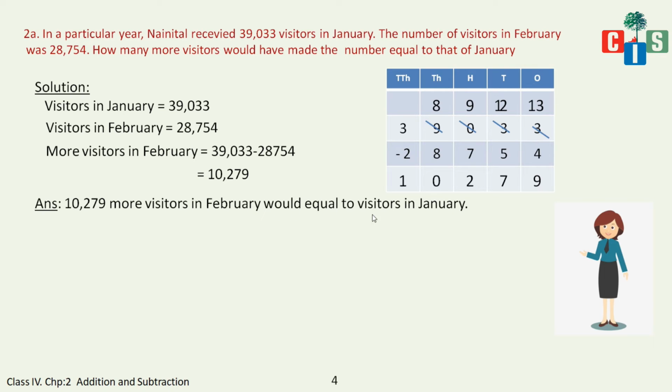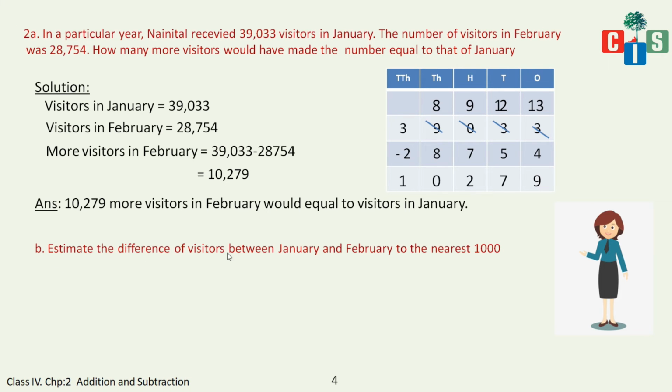This statement means, if 10,279 more visitors had come in February, then the February visitors would be equal to the January visitors. Okay. Now moving on to the second part.